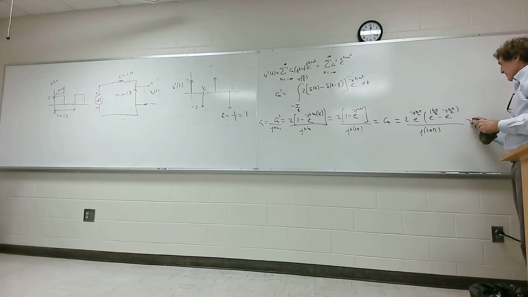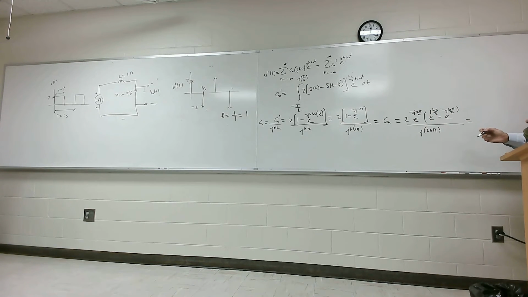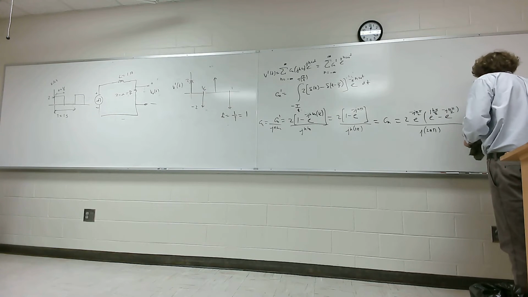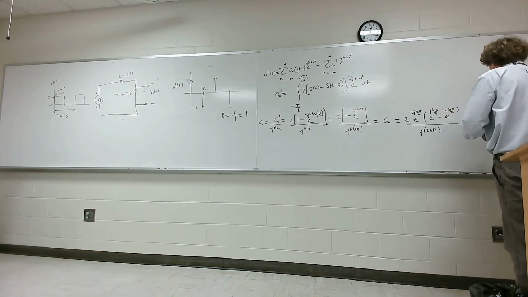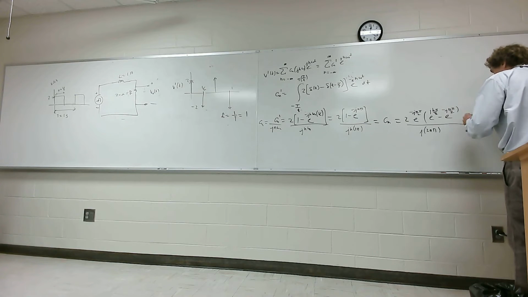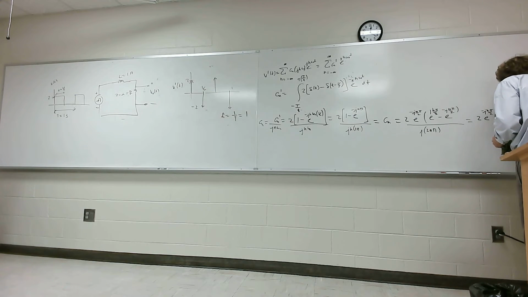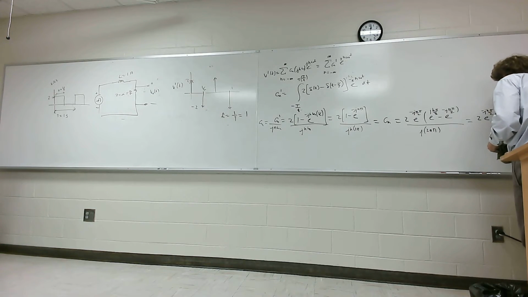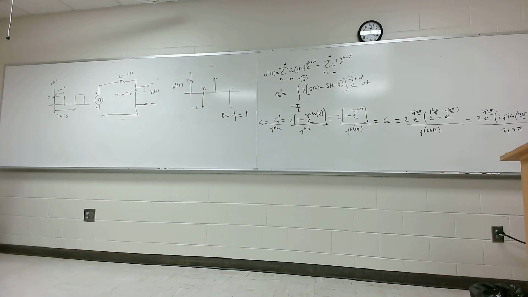And what's this? Anybody? You don't have to do it this way. I'm just showing you how I do it. Doesn't that start to look like a sine? Isn't that really 2j times the sine of that? Sure it is. So this becomes 2 times e to the minus j n pi over 2, times 2j times the sine of n pi over 2, and it's over 2j n pi.